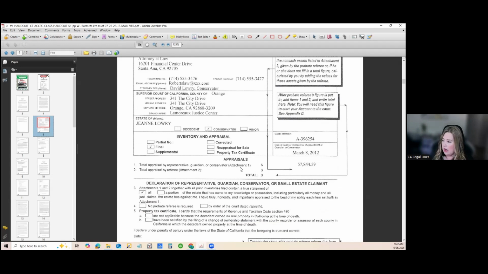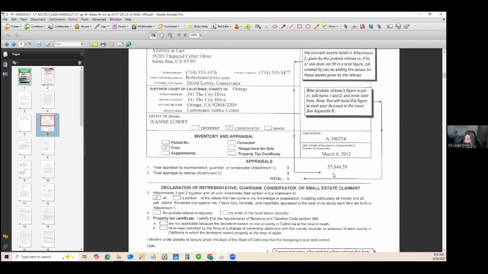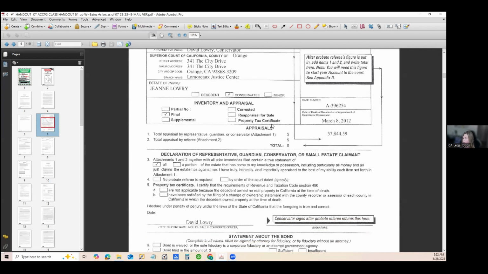Here is assets on attachment 1. We'll go through how to record them, what this number means. This is assets for attachment 2. We will go through that further also. So I'll just actually go down the form and change my teaching a little bit.